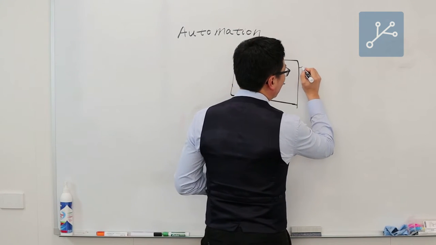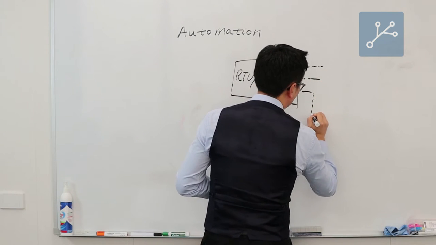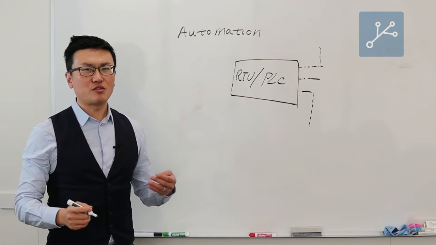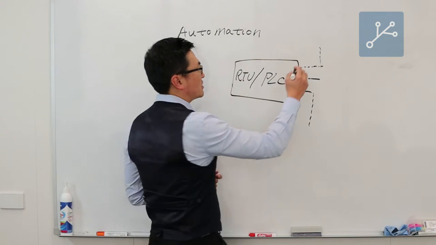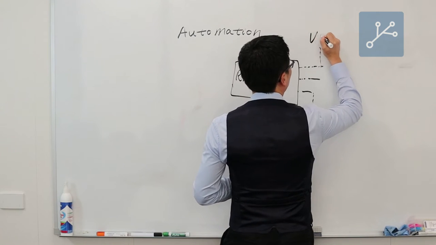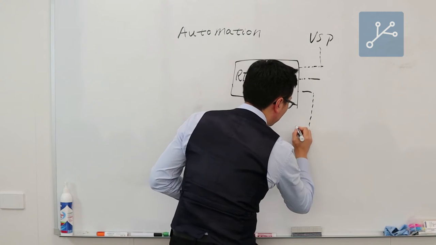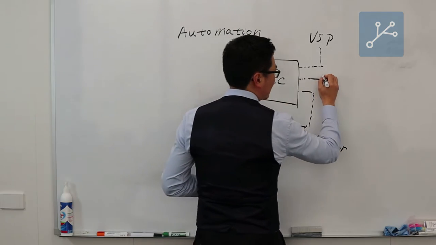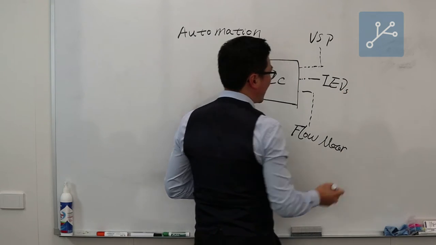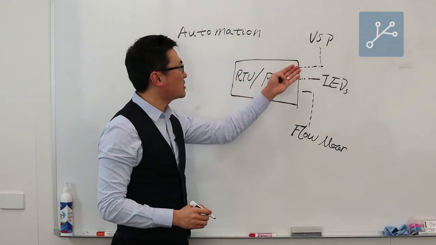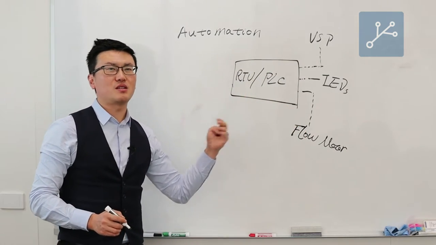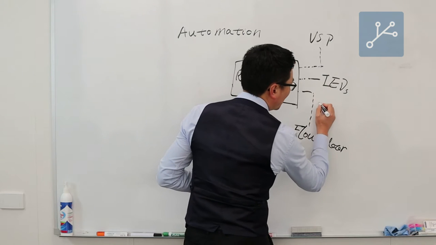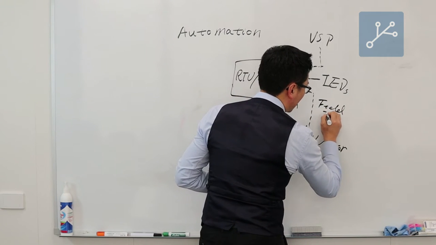And then the control system will have links to other IEDs, such as a VSD, a flow meter, a pressure meter, a tank level transmitter. The signal exchange between the PLC, RTU, and other IEDs can be done through buses, for example Modbus, Profibus, DeviceNet, EtherNet/IP. And we call these field buses.